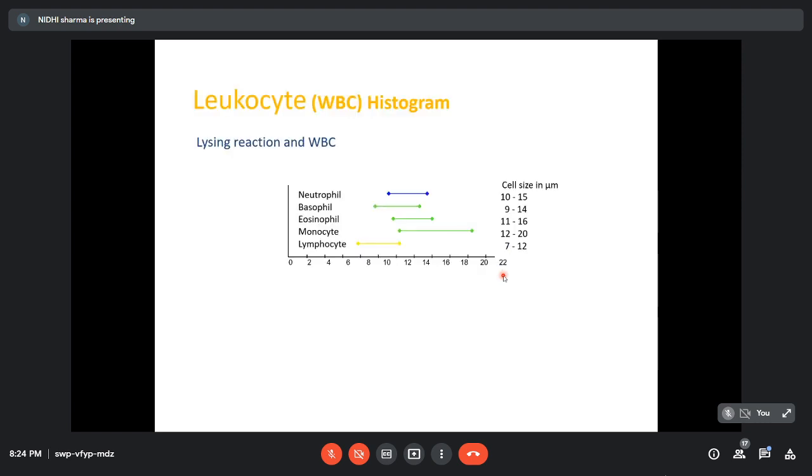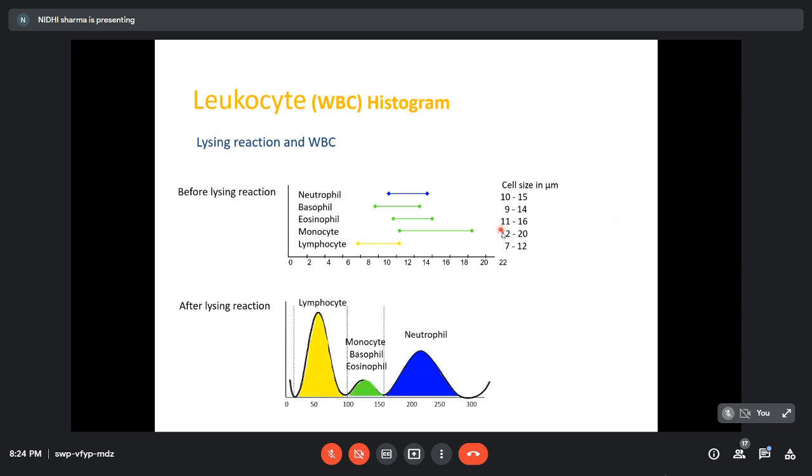So before lysing, your largest cell is always the monocyte, followed by your neutrophils, eosinophils and all these. You see that after lysing this changes a lot, and now the neutrophil becomes your largest cell in the cell population in your analyzer. And your lymphocyte is the smallest cell here. Monocyte, basophil and eosinophil are almost the same size, and neutrophil becomes the largest cell.